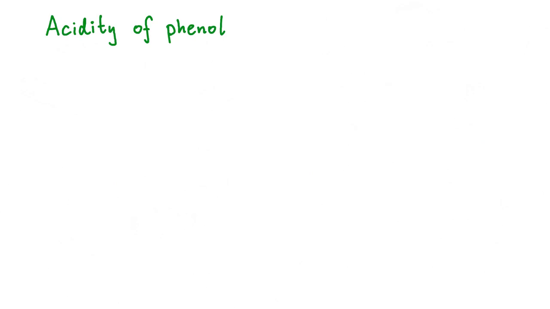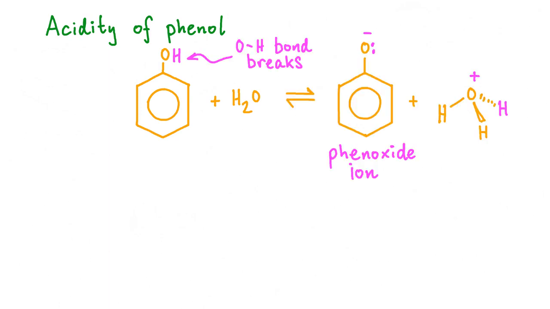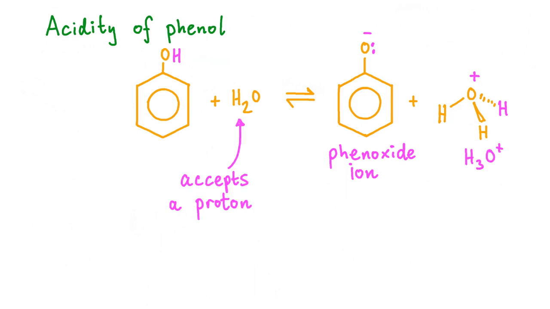In the next section, we'll study the acidity of phenol. Phenol can behave as a weak acid in aqueous solution. The hydroxy group can deprotonate. In phenol, the oxygen-hydrogen covalent bond breaks and the phenoxide ion is formed. Water accepts the proton released by the phenol molecule and the ion H3O+ is formed. H3O+ is known as the hydronium ion, sometimes called the hydroxonium ion.